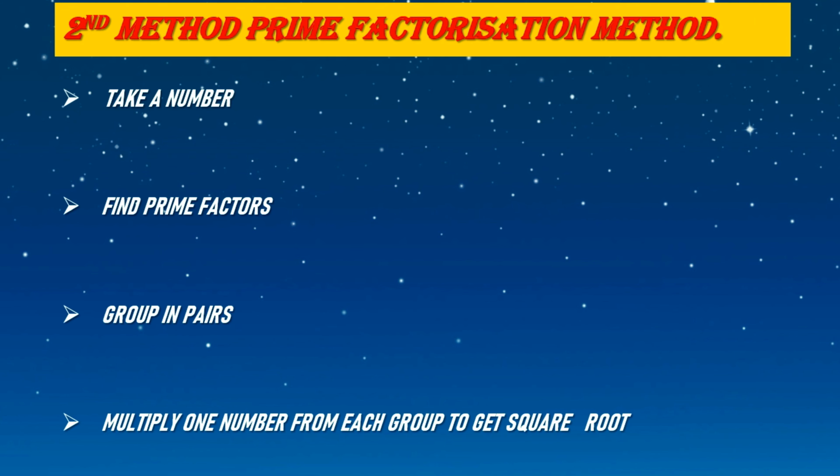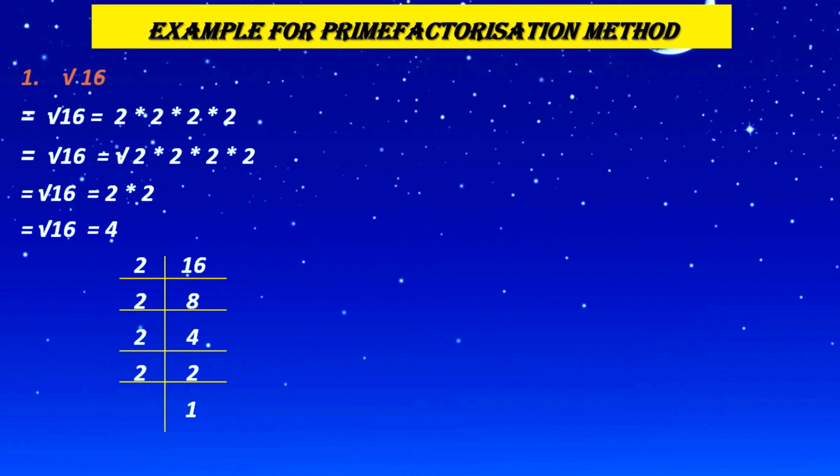Let's see the second method, that is the prime factorization method. How to solve using the prime factorization method? We should take a number, find its prime factors, group them in pairs, and multiply one number from each group to get the square root. Let's see an example: find the square root of 16 by the prime factorization method.